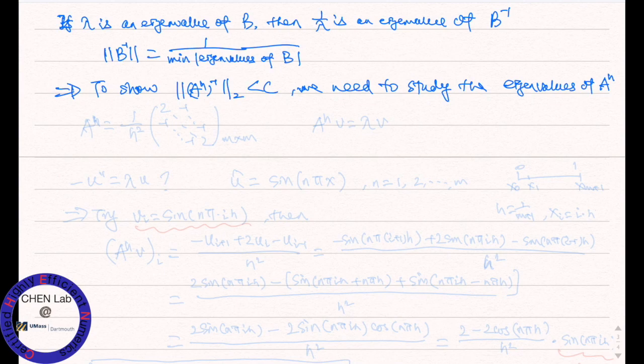So what is AH? We remember AH is 1 over H squared times the matrix with 2 on the main diagonal and negative 1 on the sub-diagonal and super-diagonal. This is an M by M matrix. By eigenvalues, what we mean is that AH V is equal to lambda V.